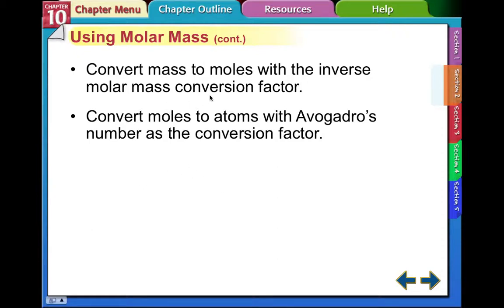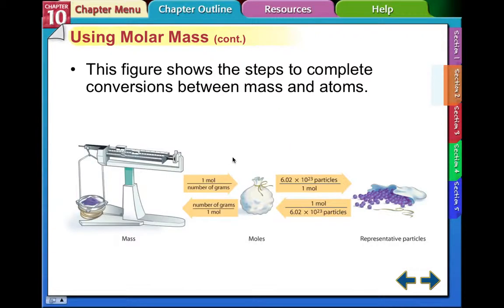Okay, convert mass to moles with the inverse molar mass conversion ratio. Converting moles to atoms with Avogadro's number as the conversion factor. Okay, this is a very nice little diagram. So if you're going to go from mass to moles, this is what you use. If you're going to go from moles to particles, this is the conversion factor you use. And vice versa. If you're going to go from particles to moles, you use this bottom one. If you go from moles to mass, you use this one. I would write this in your notebook so that you would have this for later on.